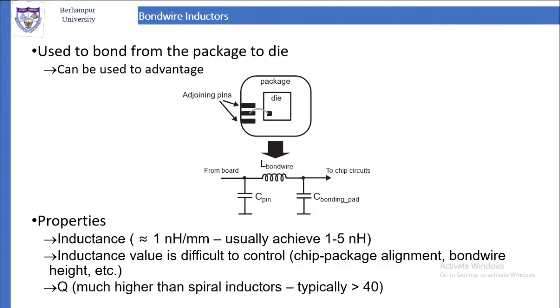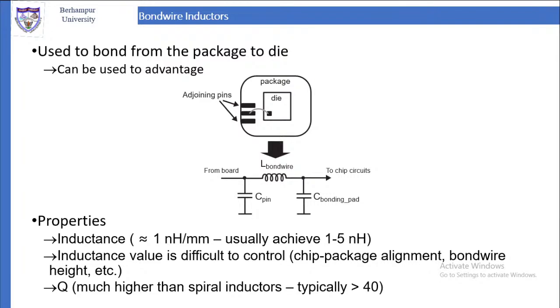Regarding properties, usually this inductance is of the order of 1 nanohenry per millimeter, and you can achieve up to 1 to 5 nanohenry. It is difficult to control the inductance value here because it depends on the thickness of the wire, the length of the wire, the soldering point, all those things. Chip package alignment, bond wire height, and the temperature at which you are conducting will also affect it.